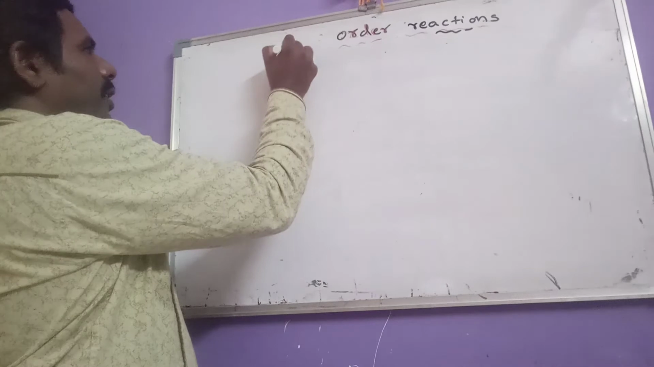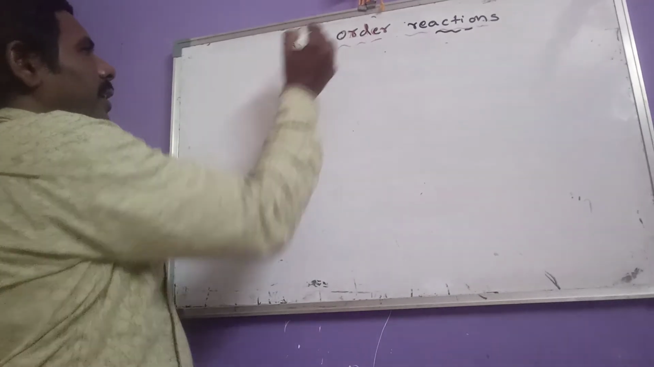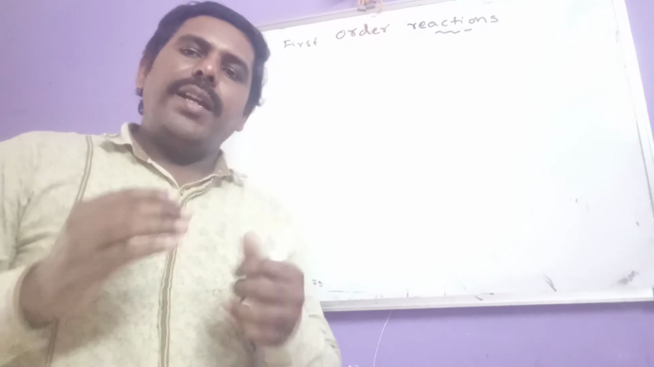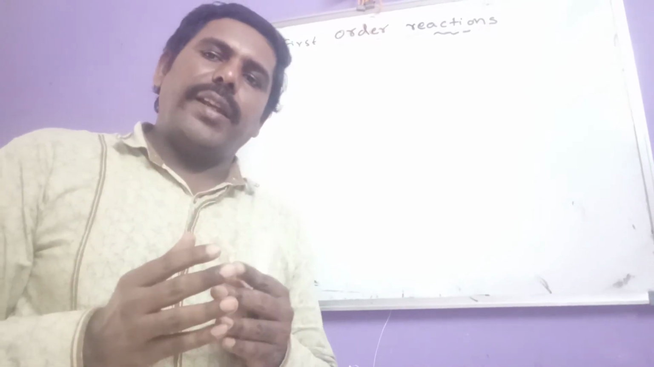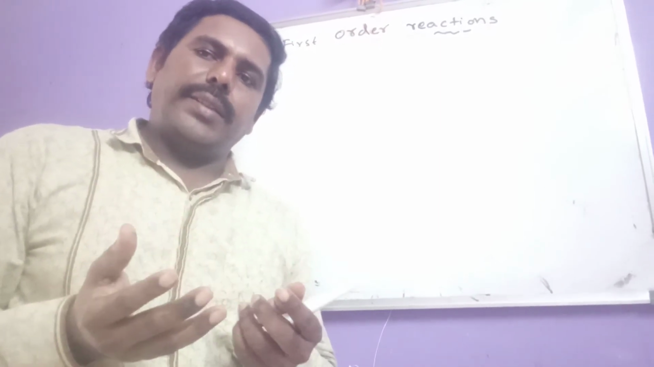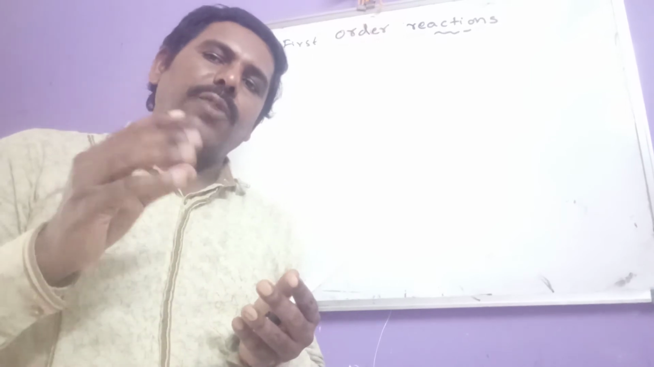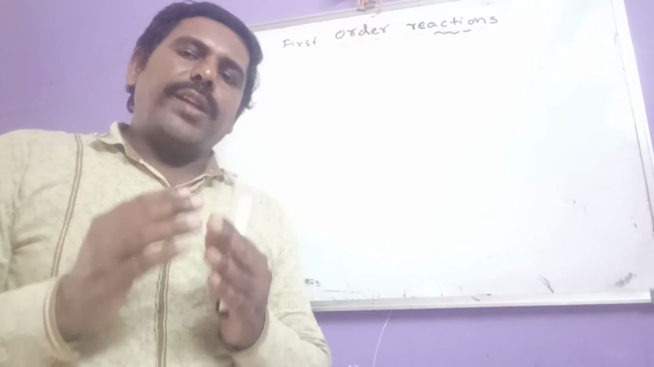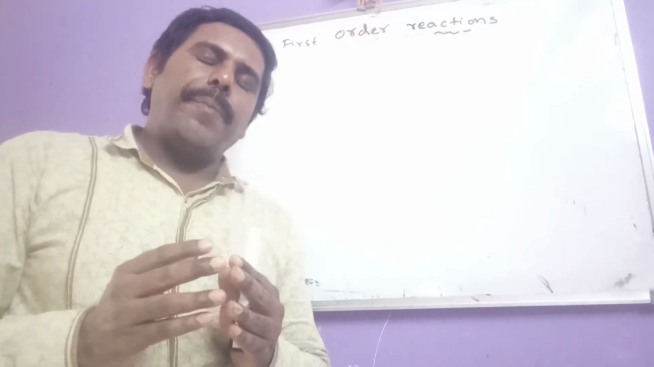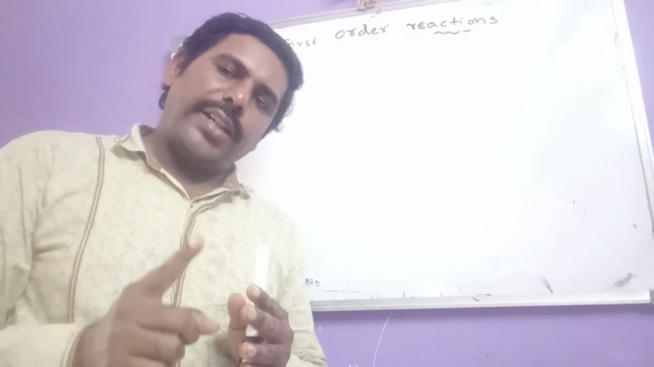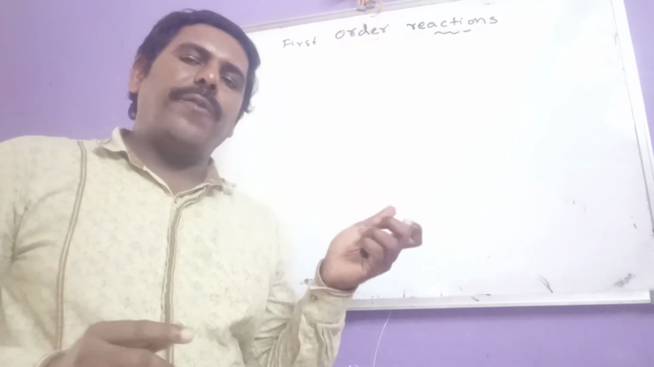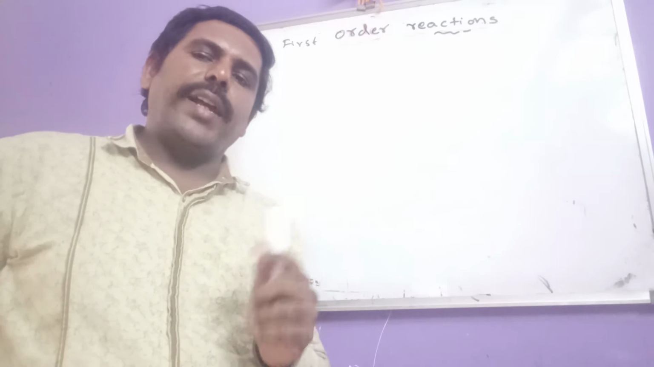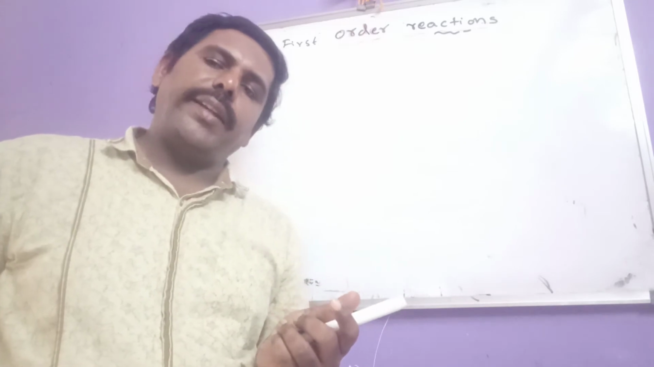So what is a first order reaction? A reaction is said to be first order. How can we say that? If the rate of reaction is measured by changing one concentration term, that means if the rate of reaction depends on only one concentration term, those types of reactions are called first order reactions. Now, what are the examples for first order kinetics?